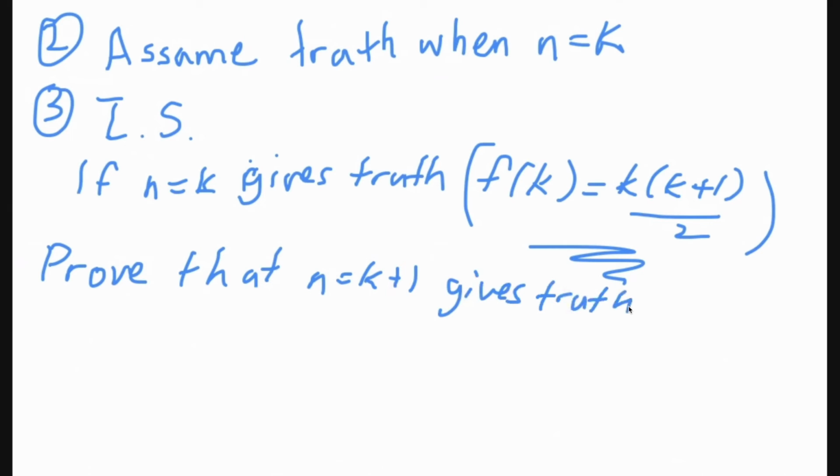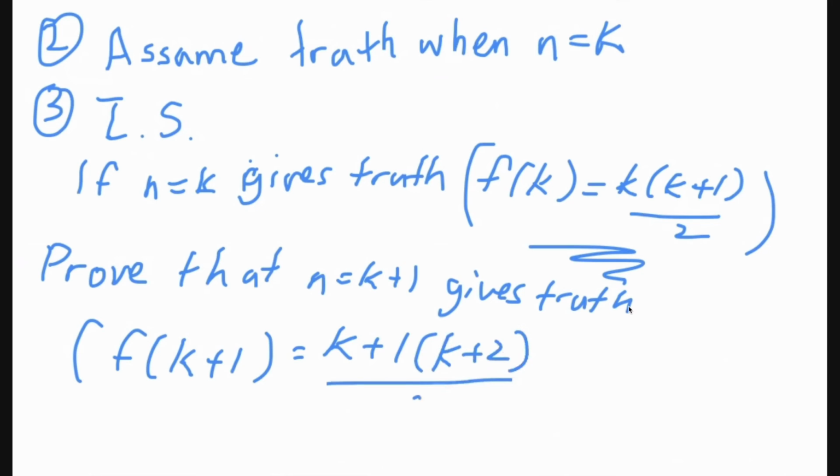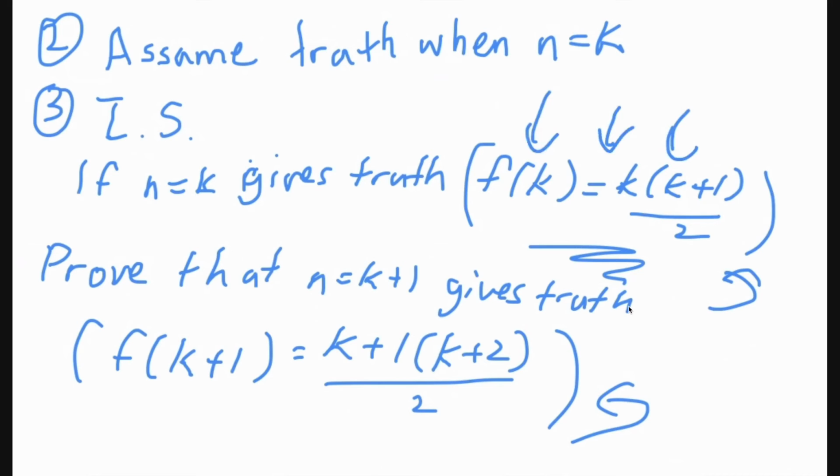So what does that look like? We want to prove f(k plus 1) is equal to, substituting n as k plus 1, (k plus 1) times (k plus 2) all over 2. So if this gives the truth, then we want to prove that this is true as well. How do we go about proving this? Well, one key hint is that you always want to incorporate this formula up here, f(k) is equal to k times (k plus 1) over 2, into proving this formula over here.